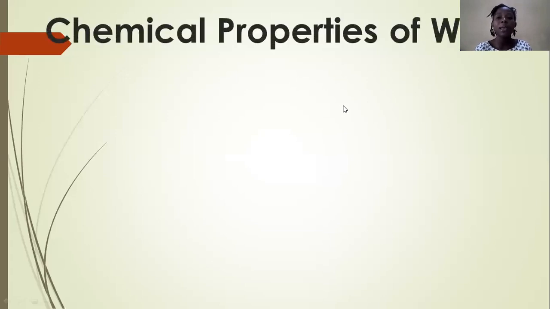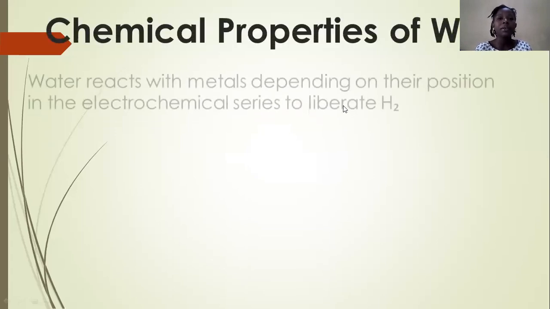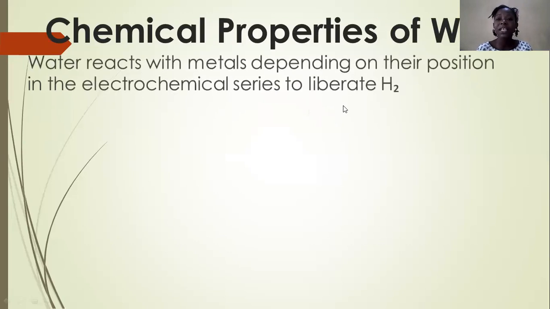Now, next, we look at the chemical properties of water. Water reacts with metals depending on their position in the electrochemical series to give off H2, that's hydrogen gas. Like we know, most metals, those metals that are more electropositive than hydrogen in the electrochemical series, can displace hydrogen from any substance. So let's look at examples.